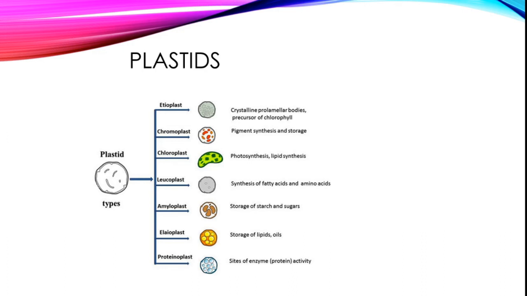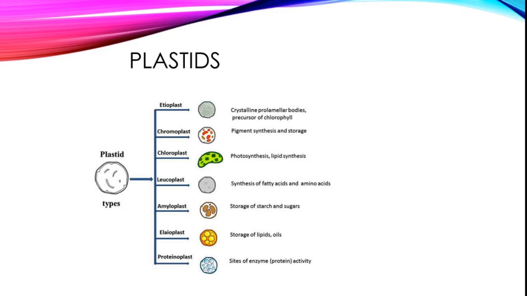Chromoplast is for pigment synthesis and storage, which means it gives color to fruits and flowers. Like carotene, a pigment present in the chromoplast, gives red or orange color. For example, beautiful flowers and carrot. Xanthophyll gives brown and yellow color, and these colors are given to flowers and fruits.